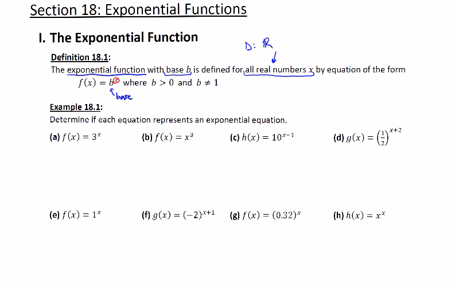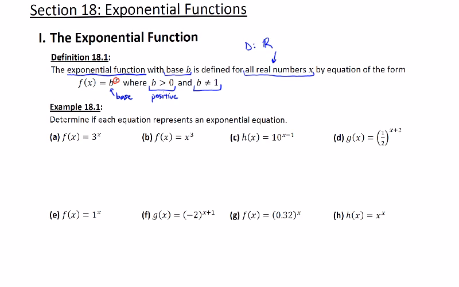Now, there are some other stipulations on this. Your base value has to be greater than 0, and it also is not allowed to be 1. When we say that it has to be greater than 0, that means that it has to be positive, and obviously if it's not 1, then it's not 1. So example 18.1 is going to give us a chance to see how we can use this definition to identify when an equation could be used to represent an exponential function.